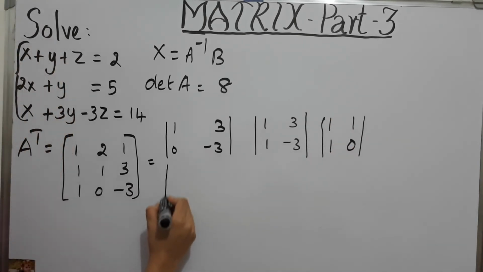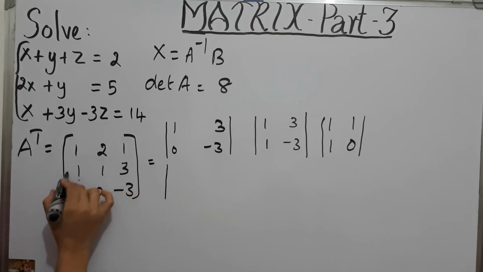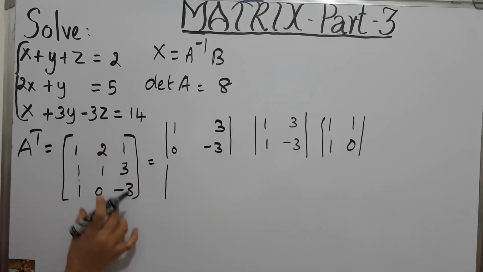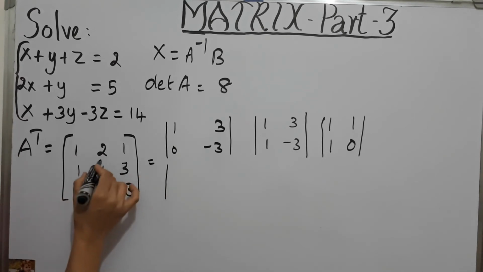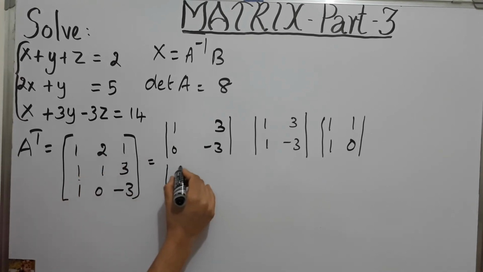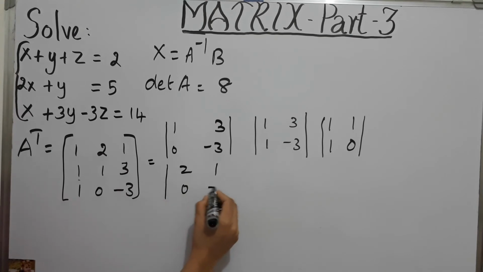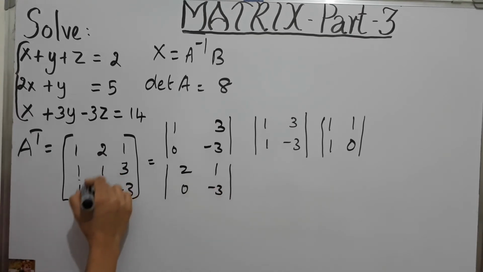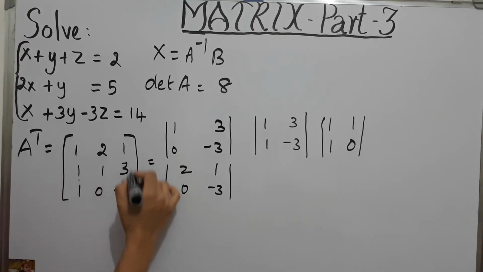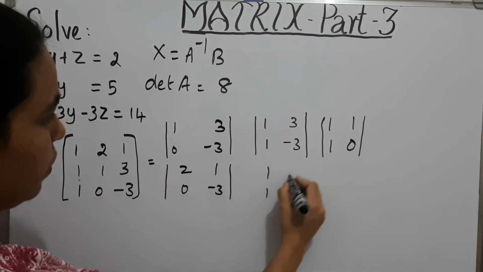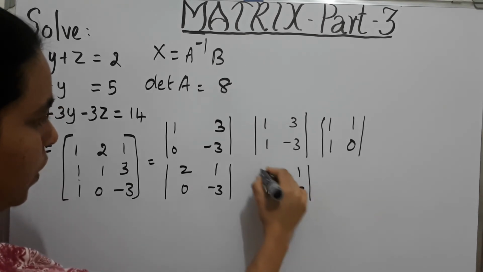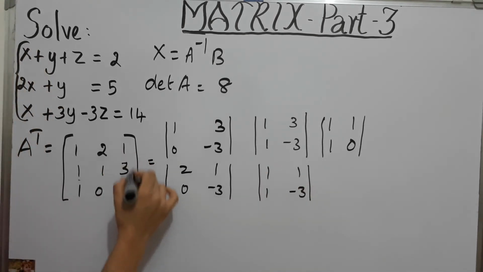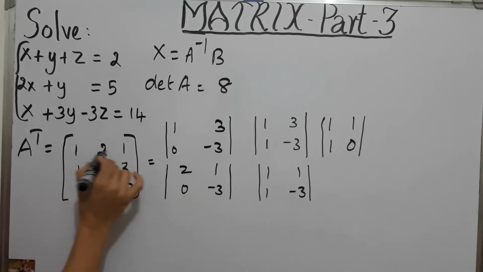Now for the second row, you ignore the second row and take the first row and the third row. The first column is ignored for the first element, so 2, 1, 0, minus 3. For the second element, you ignore the middle column, so you have 1, 1, 1, minus 3. And for the third element, you ignore the third column, so you have 1, 2, 1, 0.